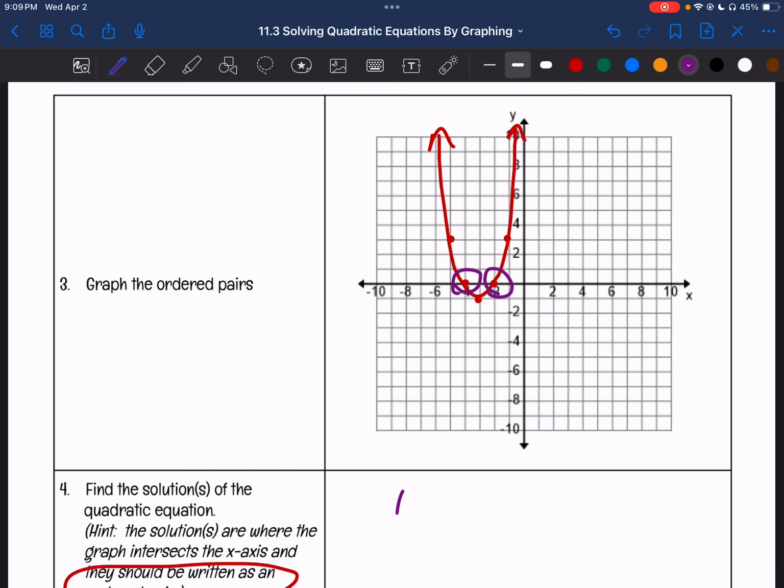So we have a point at negative 4, 0. We have a point at negative 2, 0. Those are my two solutions to that equation, negative 4 and negative 2.